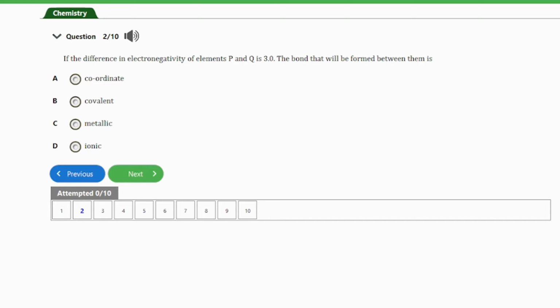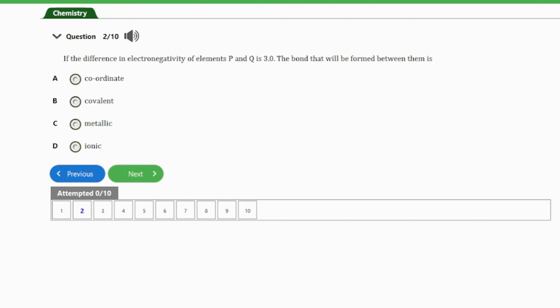If the difference between the electronegativity of two elements is greater than 1.7, the bond between them will be ionic. The greater the difference in their electronegativity, the more ionic the bonding. But if the difference in their electronegativity is between 0.4 and 1.7, then the character of the bond will be polar covalent.